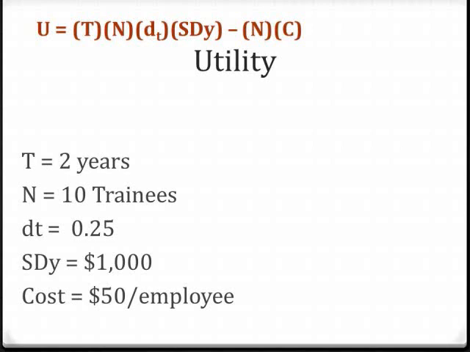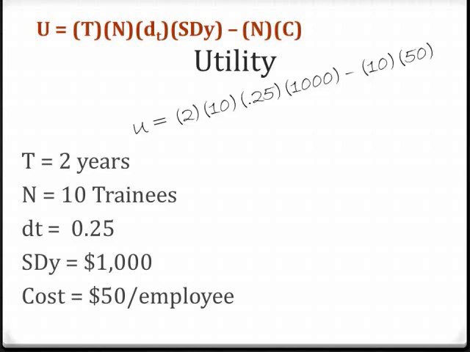Now let's put these numbers into our utility formula. Looks a little complex, but you can see how it all comes together. Finally, our utility equals 4,500.